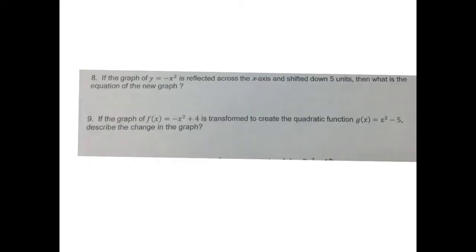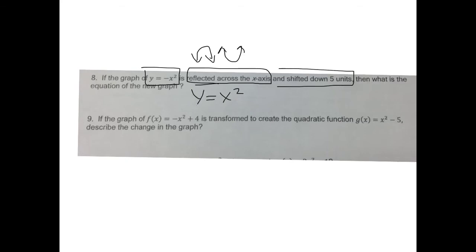Okay. If the graph of y equals -x squared is reflected across the x-axis, reflect across the x-axis is your flip. So to flip this, you have to change it back to being positive, and then we shift it down 5 units. Down 5 units is -5. So that's it: y equals x squared minus 5.